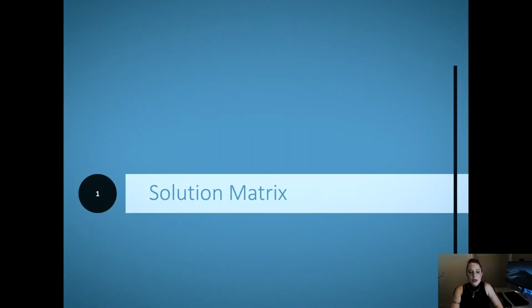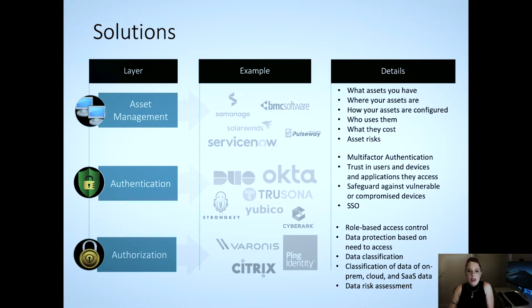So the actual solution matrix, the solutions that could potentially fit very nicely in each layer of the ZT stack for all of you. I do want to make it clear that none of these companies are specifically being endorsed by us because they've paid us in any way to endorse them or anything like that. It's just companies that I'm looking into, that I'm researching.